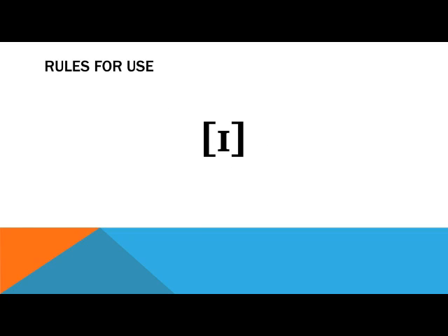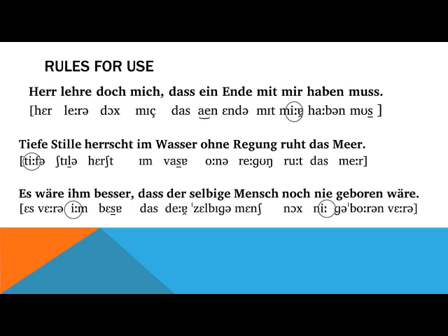Now let's look at the text again and identify all the open I sounds. And here we find 5 examples of the I sound. See it in the top line on mich and mit. The second line, stille and im. And then on the last line, selbige. So now let's try to identify some of the spelling patterns that make this I sound.